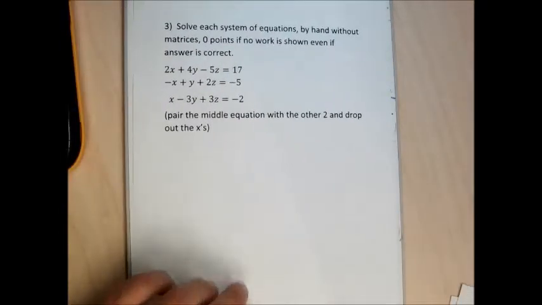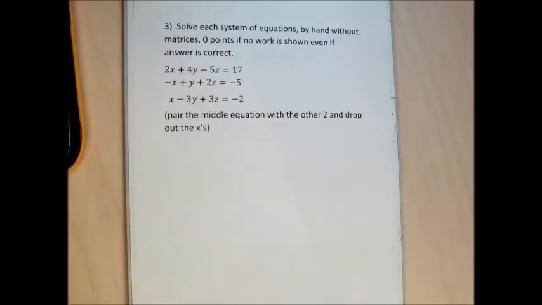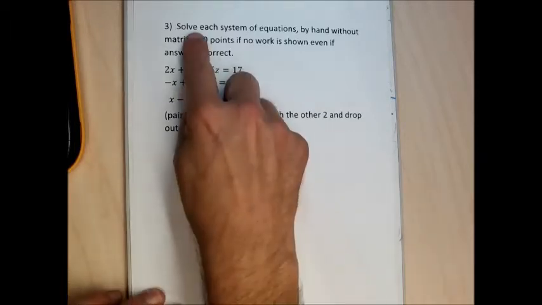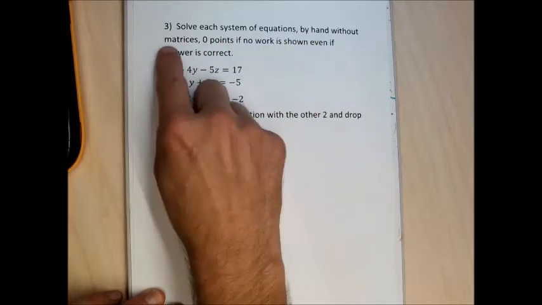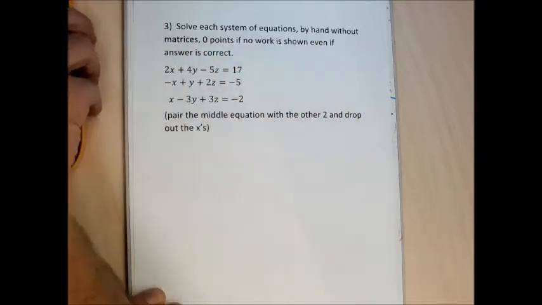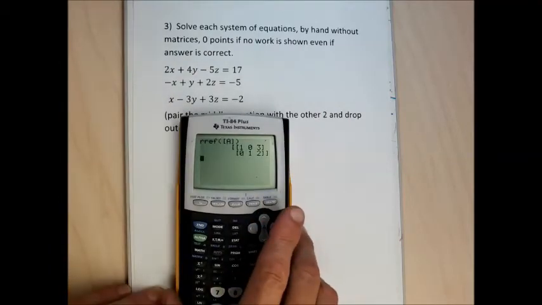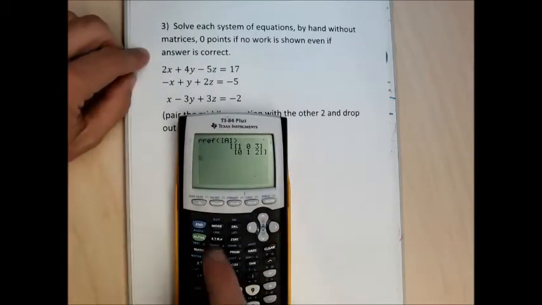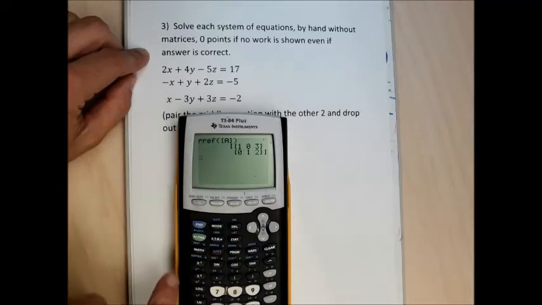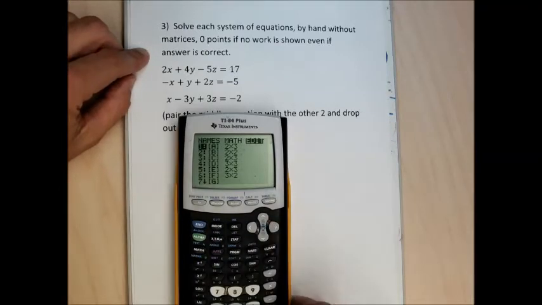Problem 3 is the nasty problem, and I might as well know what my answer is ahead of time. And again, if you don't solve the equation by hand without matrices, which are the instructions for this, you'll get 0 points even if the answer is correct, but I might as well get the answer. So to get the answer to this, I'm going to enter a matrix on my calculator by going second, and then the matrix x inverse key. I go over to edit.